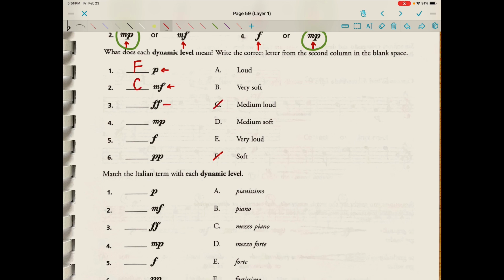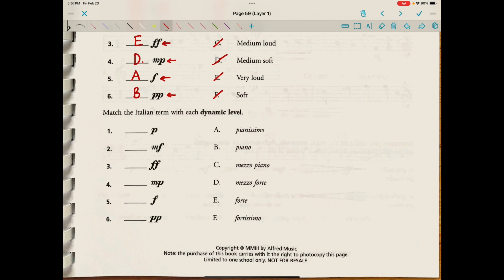Then we have fortissimo, which means very loud. So we'll put our E right here. Then we have mezzo piano, which means medium soft. So we'll put our D right here. Then we have forte, which means loud. We'll put our A right here. Then we have pianissimo, which means very soft. So we'll put our B here.